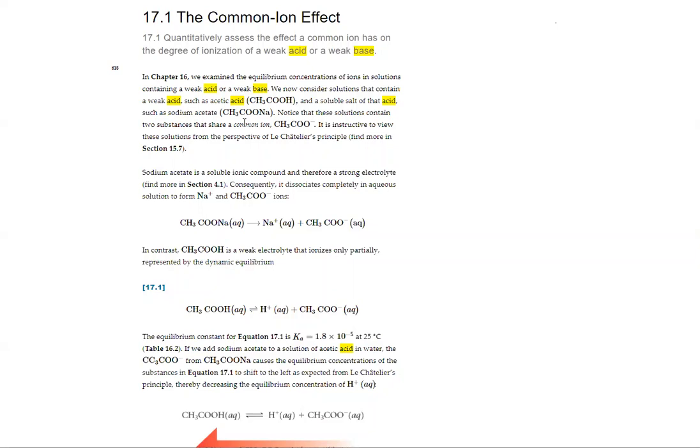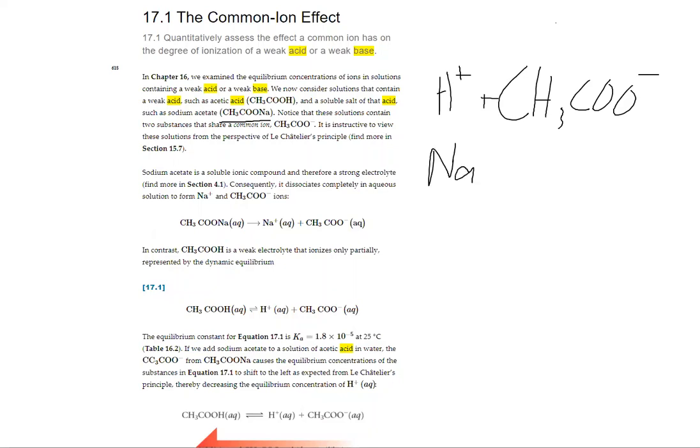Notice that these solutions contain two substances called a common ion. So we talked about before in chapter 16 how something like acetic acid will dissociate into H plus and the acetate ion. So it'll dissociate into those ions. And then we have a salt here, CH3COONa, so sodium acetate. And what do we know about salts? We know that they'll dissociate into different ions. So that salt's going to dissociate into the Na plus and the CH3COO minus.